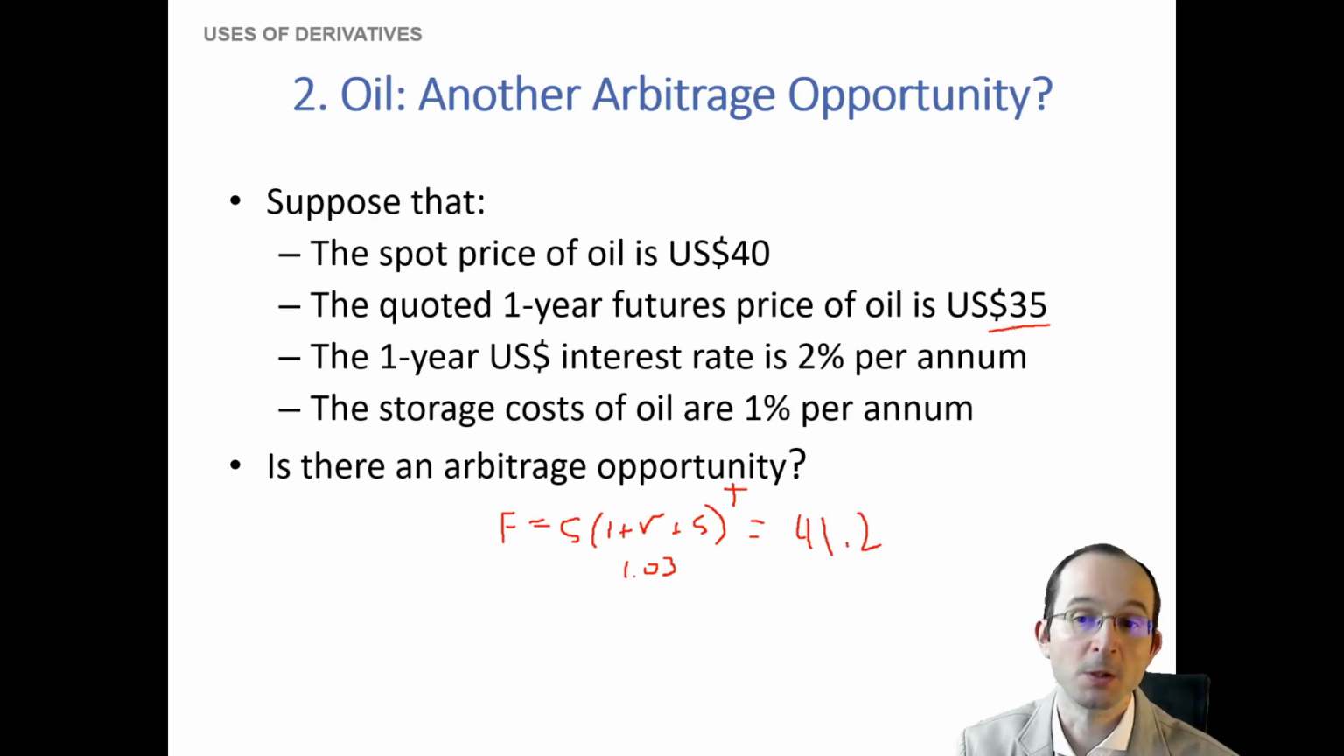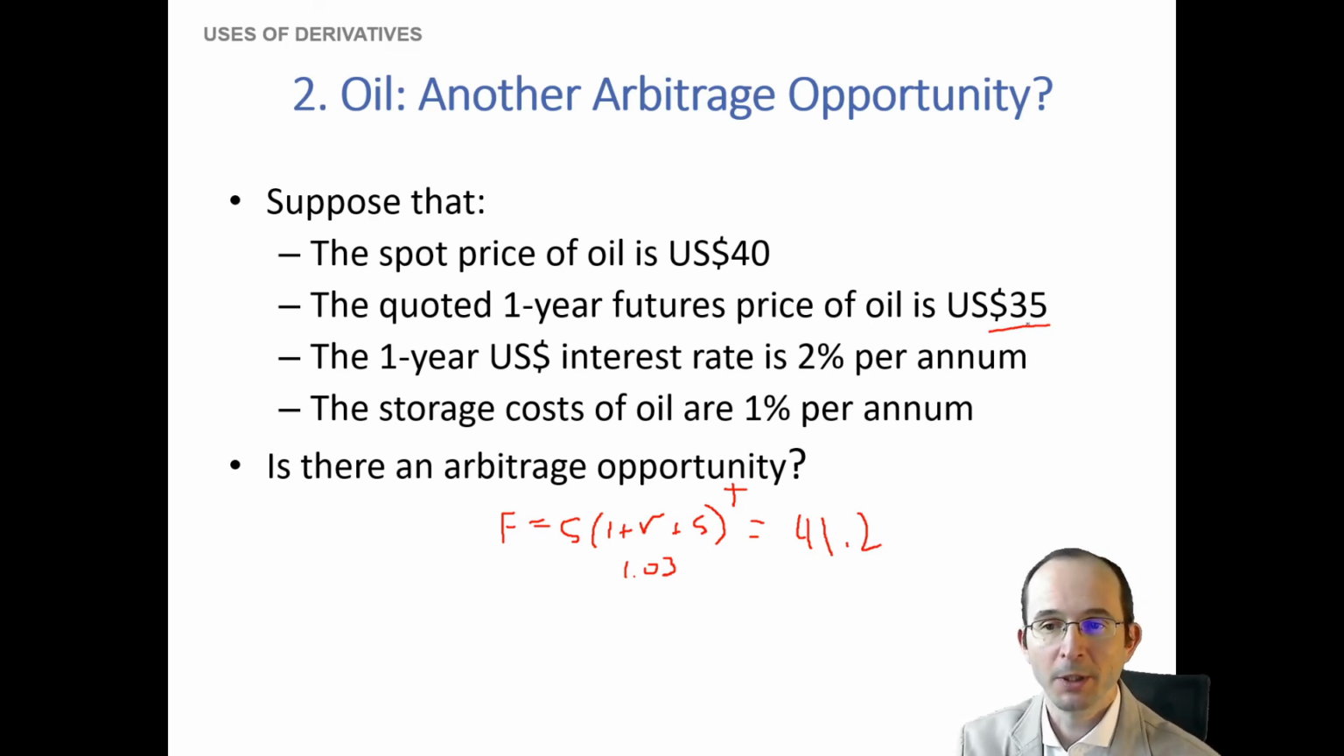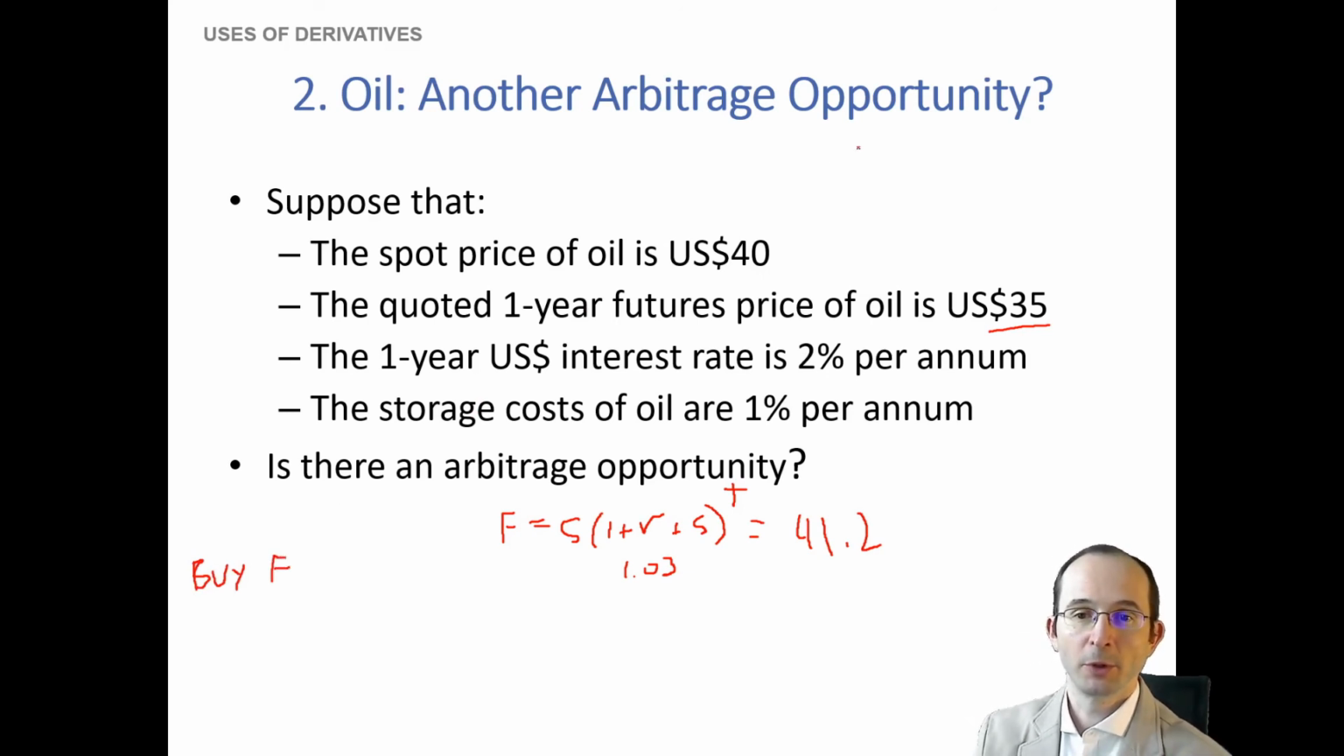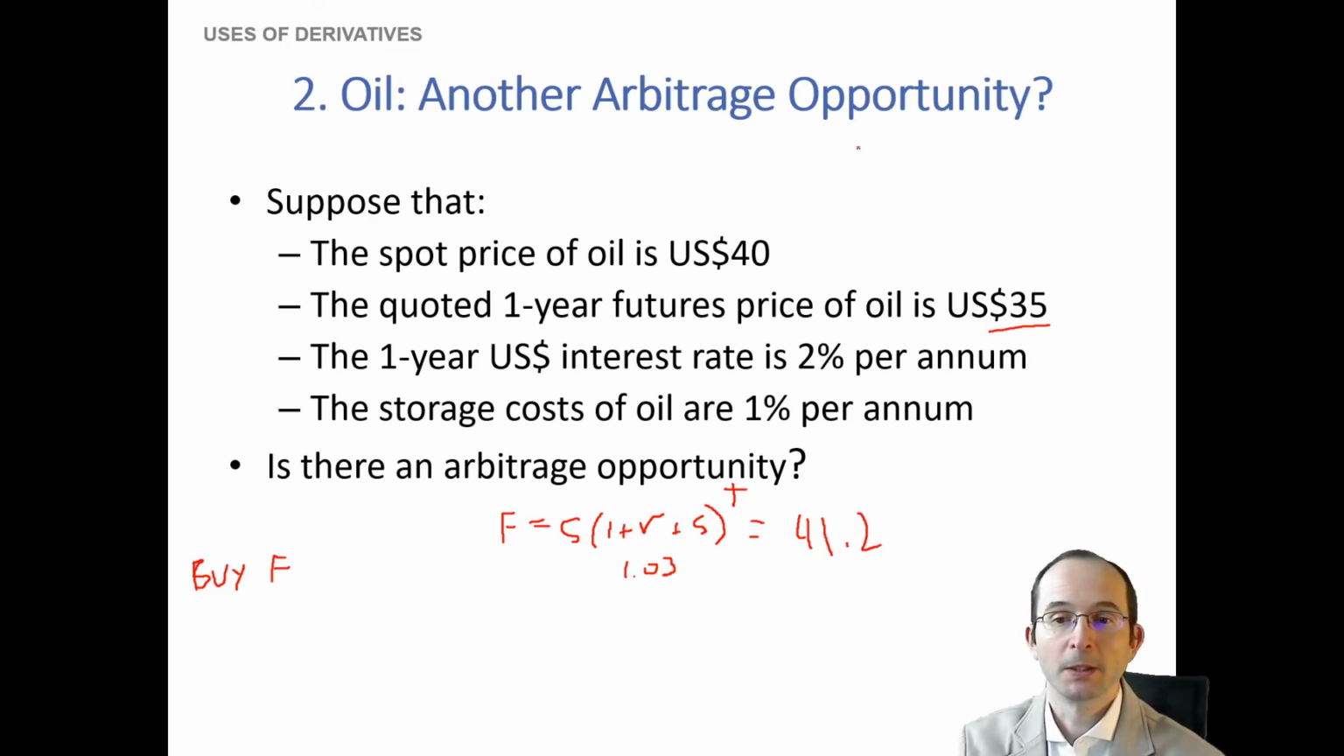This futures price is lower than that. If we're going to do the arbitrage trade and we're going to think buy low, sell high, well, that means that we want to buy this futures. We want to go long, obligating us to buy a barrel of oil in a year's time for $35. Now, how can we make sure this is going to be a riskless trade for us? Well, what we can do is we can borrow and sell, in other words, short, one barrel of oil.